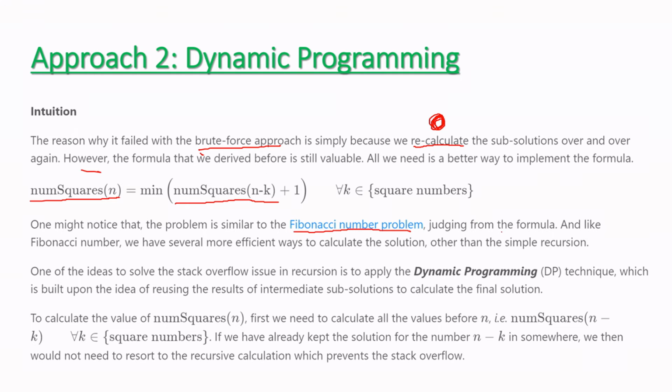Judging from the formula and like the Fibonacci, we have several more efficient ways to recalculate the solution other than simple recursion. One idea to solve the stack overflow issue of recursion is to apply dynamic programming. If we implement the last approach, that is this formula, we will get a stack overflow in the recursion because we are recalculating the same subproblems over and over. So here we will apply dynamic programming.